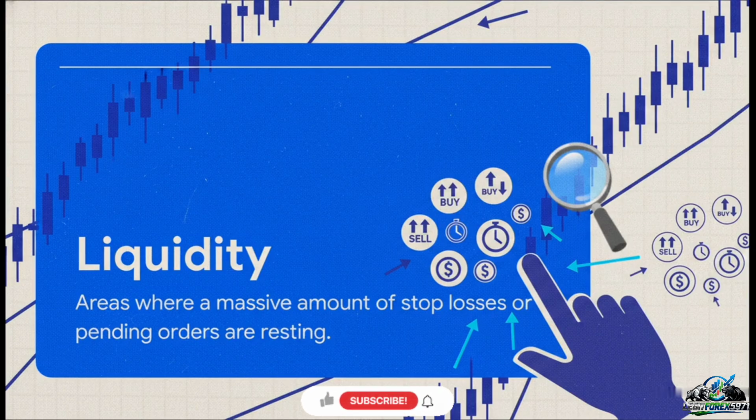Why does this matter to us? Well, because smart money, the large institutions and banks, trade with massive volume. They can't just click buy without totally spiking the price against themselves. So, to fill their huge orders, they actively target these high liquidity areas. They quite literally need your sell stops to fuel their buy positions.